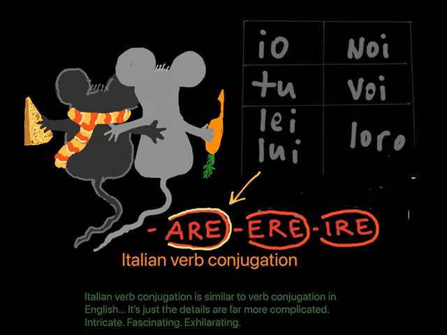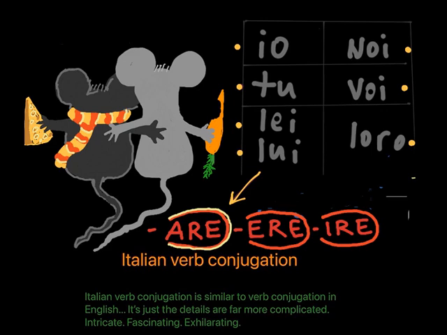So, you already remember that io is I, tu is you, informal. Let's go one by one. Io is I, tu is you, informal. Lei is she. It also means you, sir, and you, madam, most of the time with a capitalized L. Lui is he. Noi is we. Voi is you, plural, and loro is they. So these are the subject pronouns.